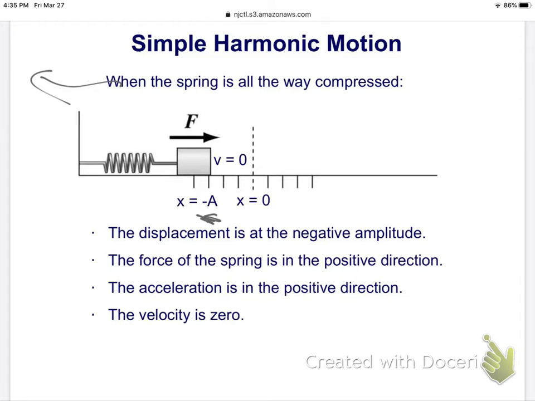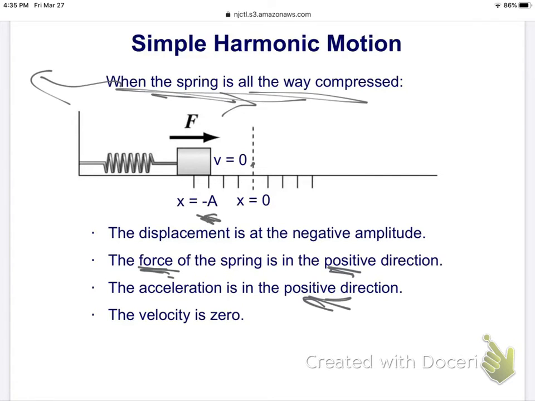So we're calling to the left negative, and it's all the way as far as it can, that's negative. You're squashing that spring. You have a tremendous force, a maximum force, and that force wants to shoot that spring over to the right. So the force is in the positive direction. The acceleration is in the positive direction. When it's already squashed like this, it's going to be taking off and getting faster and faster until it reaches that equilibrium point. So the acceleration is in the positive direction.